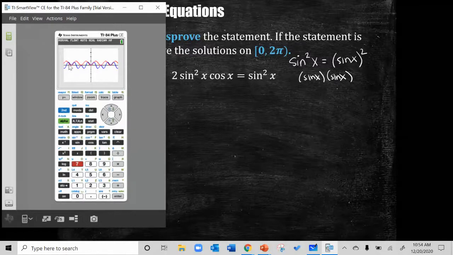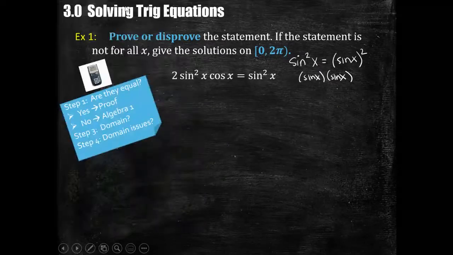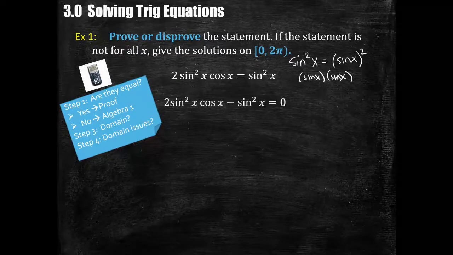And they certainly intersect, so there are solutions to this. We're just going to go ahead and figure out where those actually are algebraically. So the first thing that I'm going to do is move sine squared x to the left side.